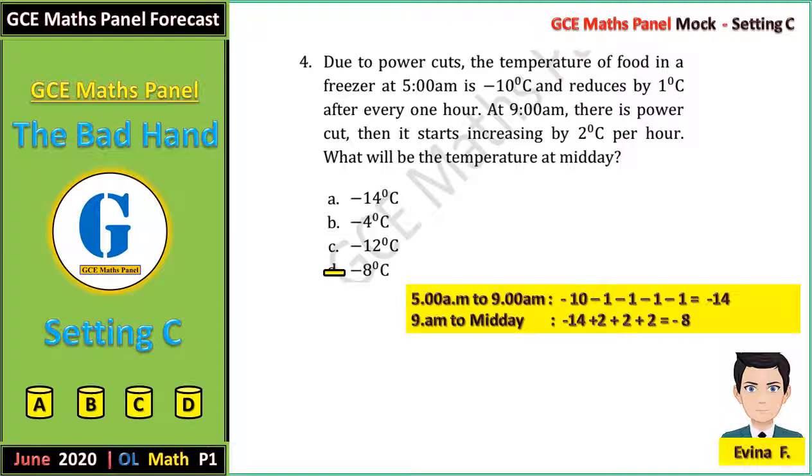So in this case, in the next 4 hours, we will have minus 14 degrees Celsius. But from 9 a.m. to midday, it increases by plus 2. So we have plus 2 for 3 hours gives us plus 6. So you have minus 14 plus 6, giving us minus 8. This is just about the number line.